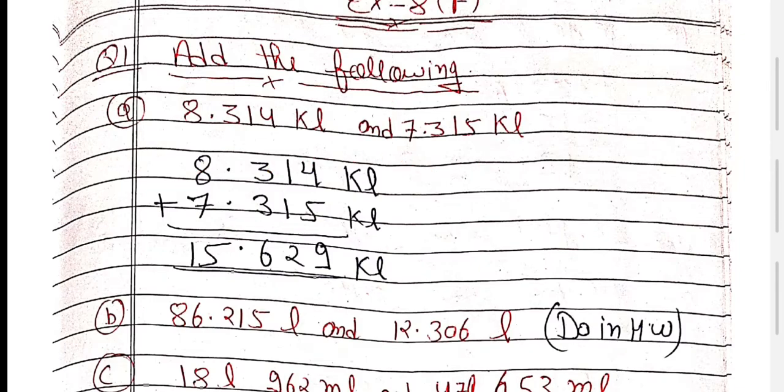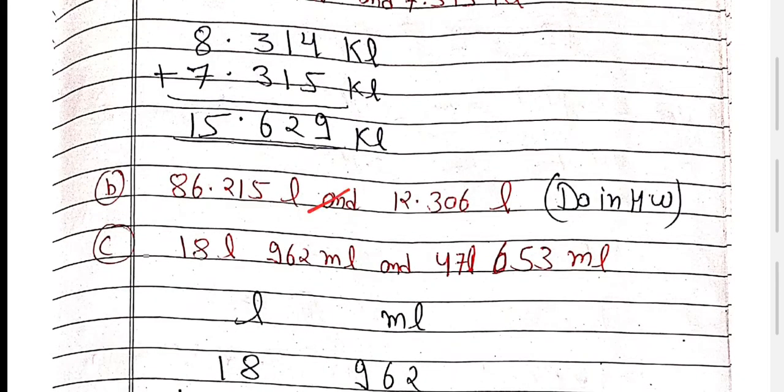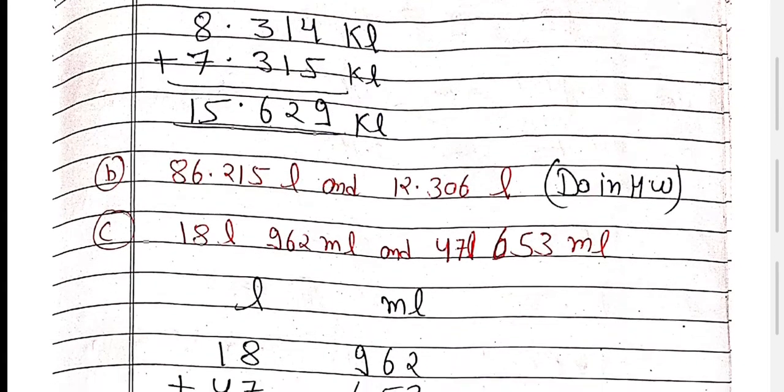Now simply add: 5 plus 4, 9; 1 and 1, 2; 3 and 3, 6; 7 and 8, 15. So your answer becomes 15.629. Decimal we put just below the decimal only. And then your answer is 15.629 kiloliter. Similarly, the second part you have to do by yourself in homework. This is a very easy question.